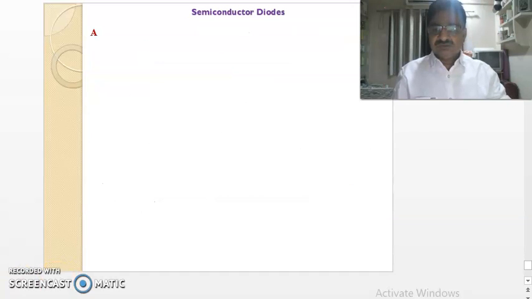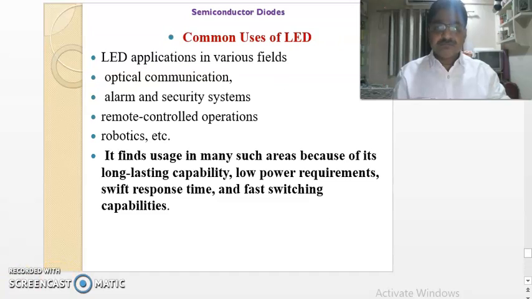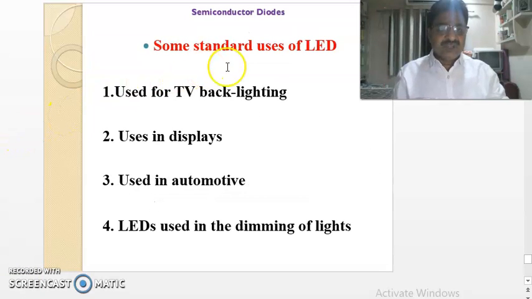Then some standard uses of LEDs are there. What are the standard uses of LED? Previously I have shown you one circuit also, that is 8-watt electric bulb using IC and LEDs. That is nothing but a standard use. So other than that, there are various other standard uses of LED.